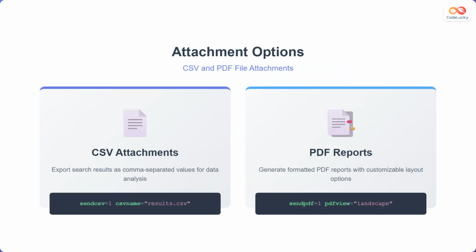Let's focus on the attachment capabilities of the send email command. For CSV attachments, you can export search results as comma-separated values files, which are perfect for data analysis in spreadsheet applications. Use sendcsv equals 1 to enable CSV attachment and xname to specify the file name. For PDF reports, you can generate formatted PDF documents with customizable layout options. Use sendpdf equals 1 to enable PDF attachment and pview equals landscape or portrait to control the page orientation. These attachment options are particularly useful for sharing structured data with stakeholders who need to perform further analysis.